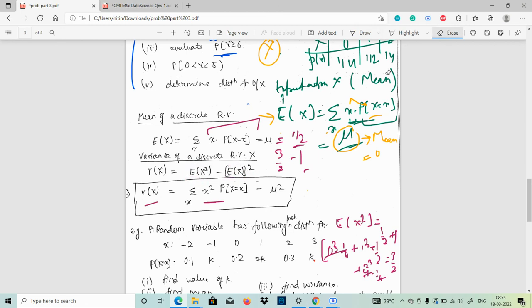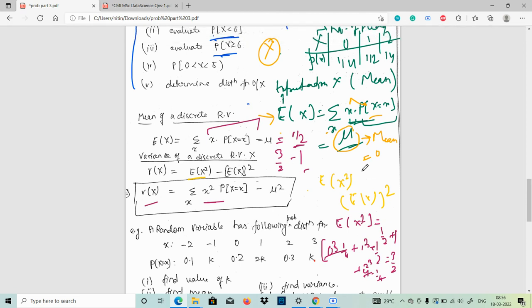So these two things are different actually. Just don't think they're the same thing. It's the expectation of x square minus the expectation of x, a whole square. Here you are finding the expected value of x square only, and here you are finding the expected value of x first, and whatever that value is, you square it. So these two things are different. Here you just find the expected value of x square, and there you find the expected value first, and then square this particular value.